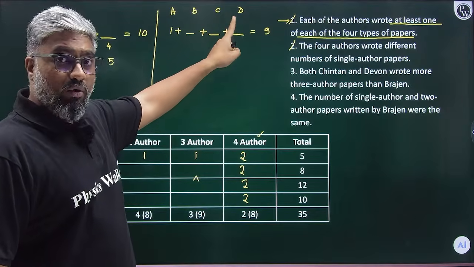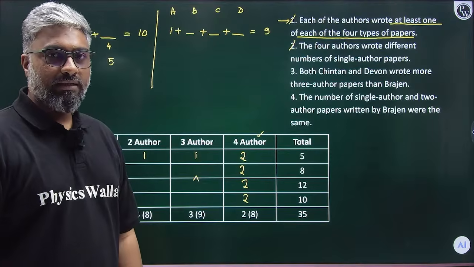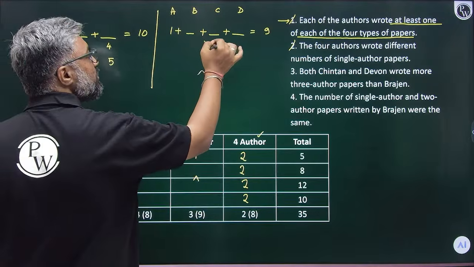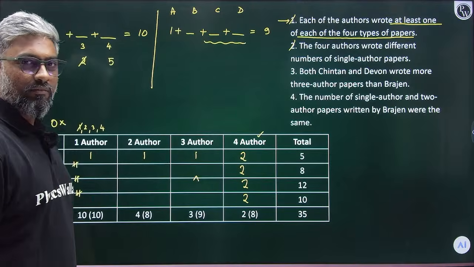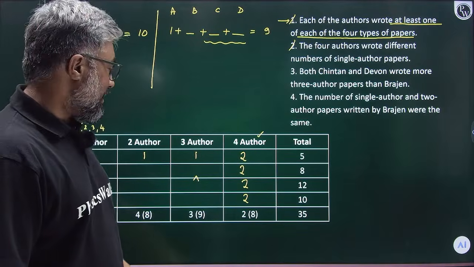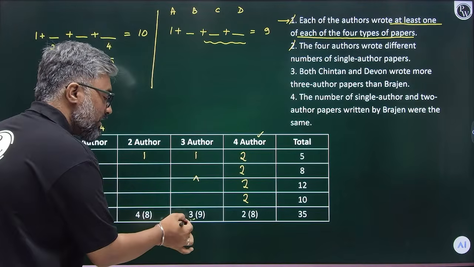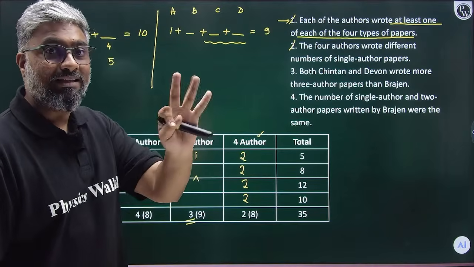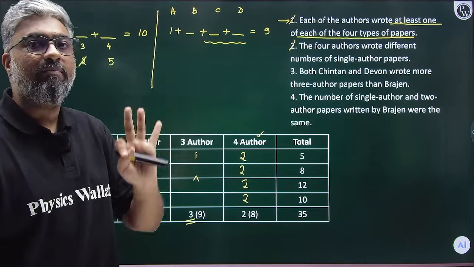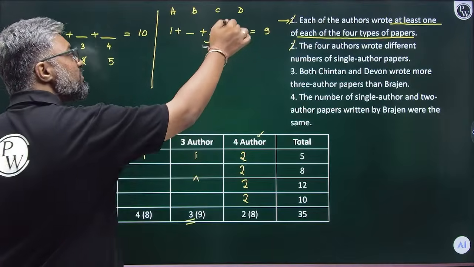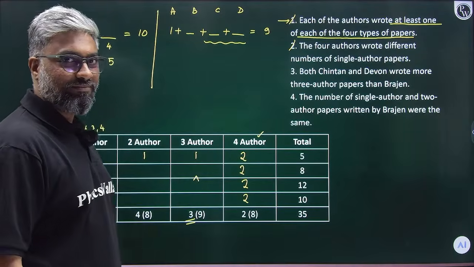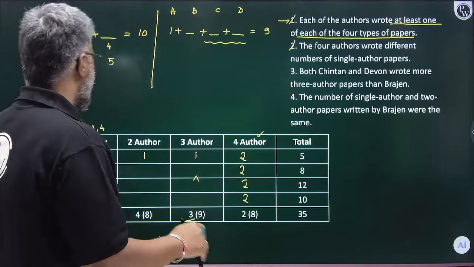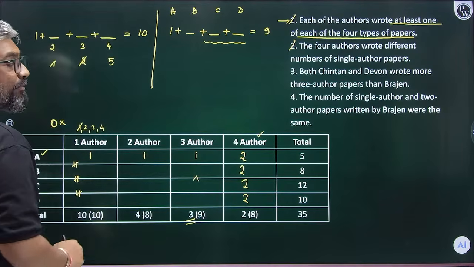C and D both should be greater than B, correct? And how much can I go maximum? What's the maximum value these two can take? There are only 3 papers written by all 4 authors, correct? 3 author papers, there are only 3 papers like that. So can this value be more than 3? No, right? Not possible. So when we do trial error here, what happens?